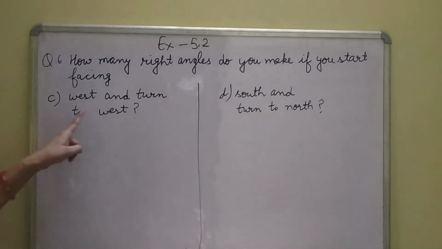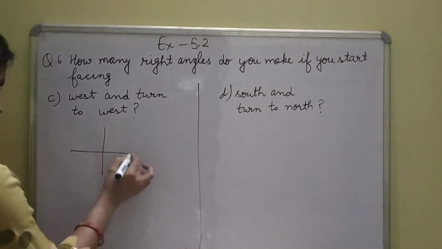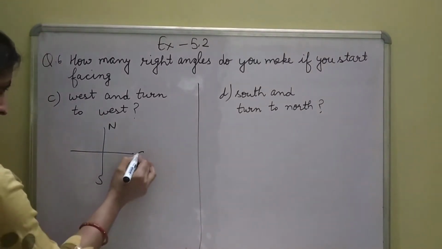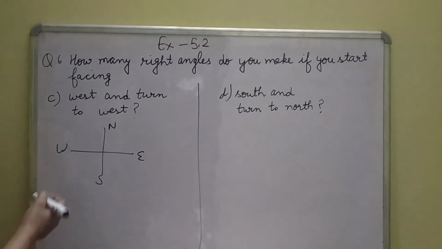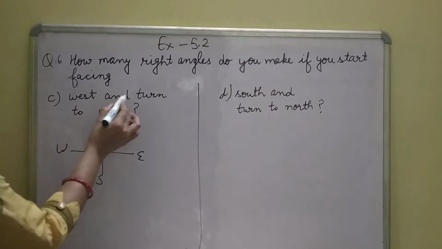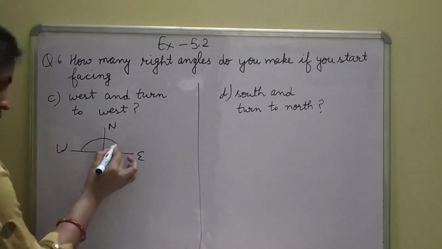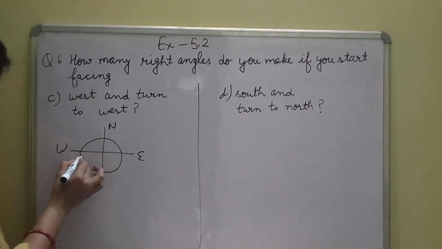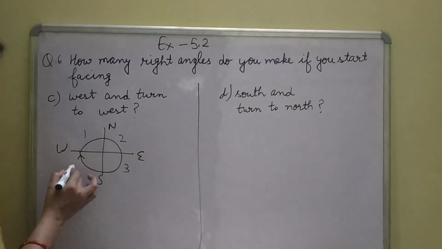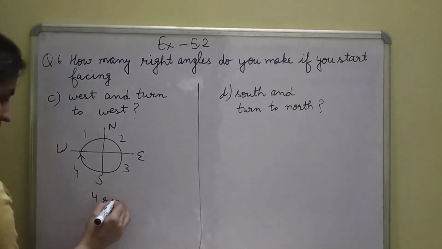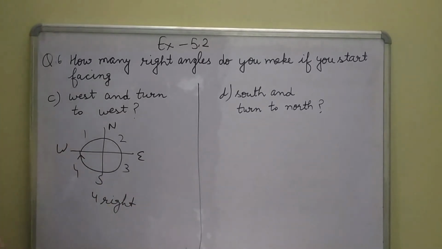Now part C is west and turn to west. So directions are north, south, east, west. See here it is not given whether it is clockwise or anti-clockwise. So if it is not given, then by default it is clockwise. So west and turn to west. If we move clockwise, we will come back to west again. So 1, 2, 3, 4. So 4 right angles we are having.